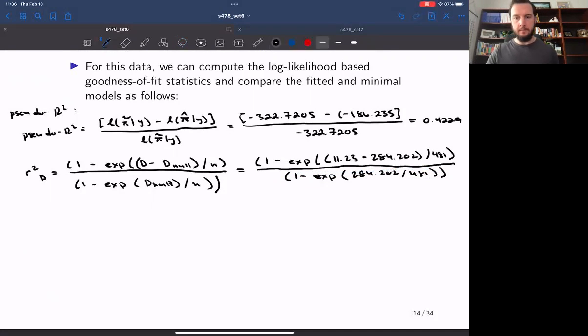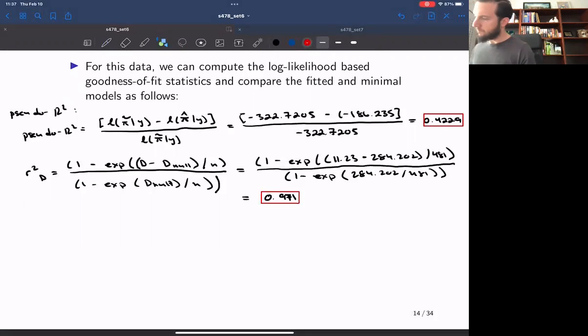All right. And that should give us 0.971. And this would indicate that the model is fitting really well, obviously. It's very close to 1. The one thing I find with these two values is that the pseudo R squared tends to be quite low, and with the R squared D, it tends to be quite high.